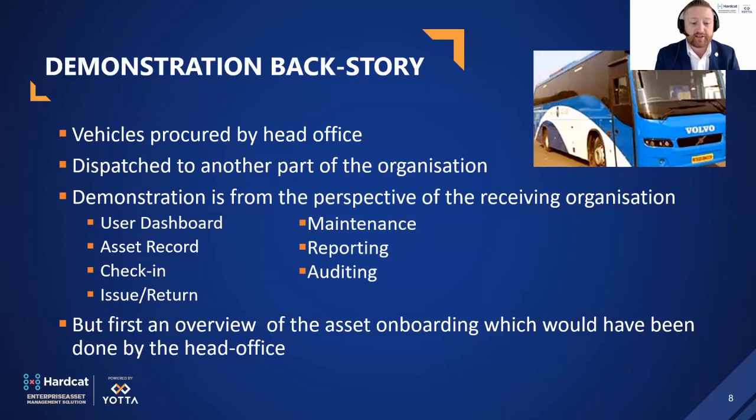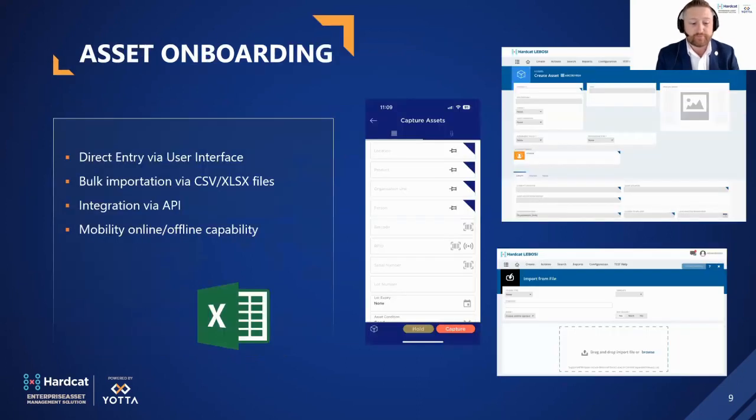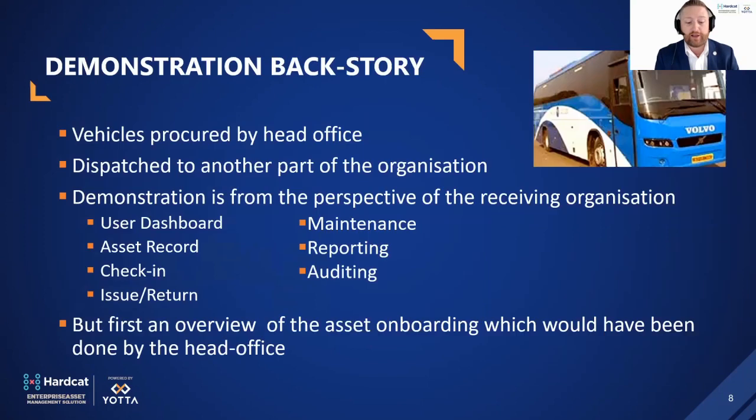Using the check-in transaction to receive the vehicle into the organization's location. Then we issue the vehicle to an individual for their use for their shift, and at the end of their shift, we'll return the vehicle and also record a fault as well. A maintenance manager will create a job to rectify the damage, then provide an overview of our reporting capabilities, and finally highlight the use of the Hardcat Mobility solution for auditing.